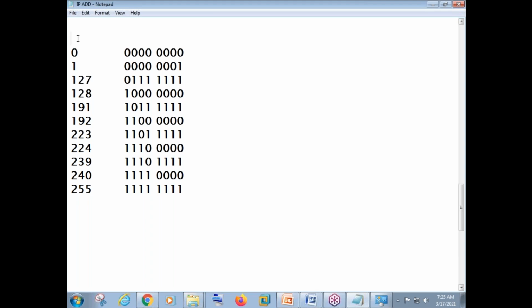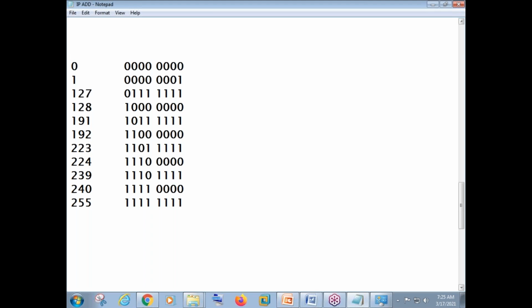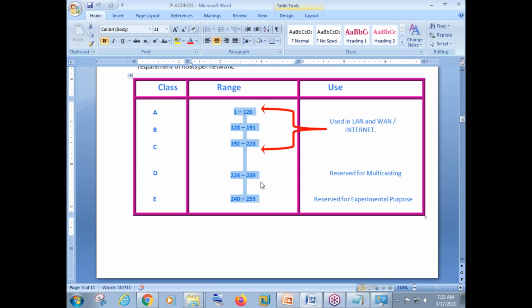Now, before we see the reason, in an IP address there are totally 4 octets. And out of 4 octets, as we know, these classes are designed on the basis of the first octet. In the first octet, if the number is from 1 to 126, it is class A. If the number is from 128 to 191, it is class B. And if the number is between 224 and 239, it is class D.